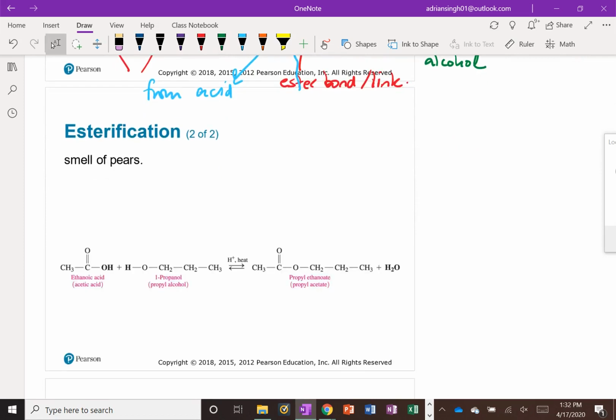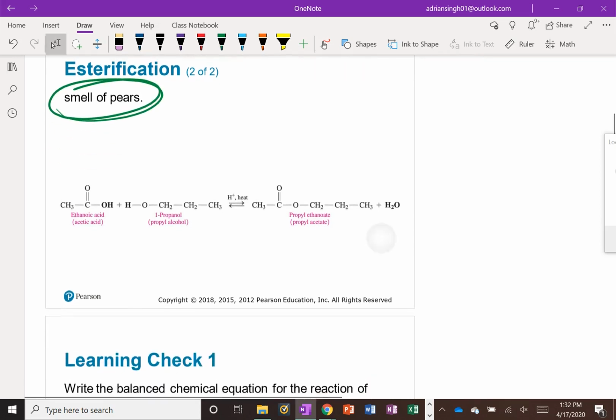So we can take a look at, for instance, an ester that's responsible for the smell of pears. All right, and that ester is formed when ethanoic acid reacts with 1-propanol.